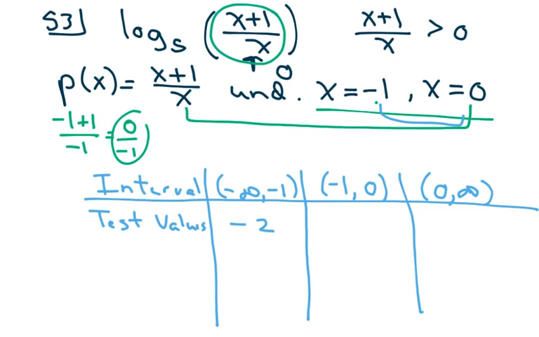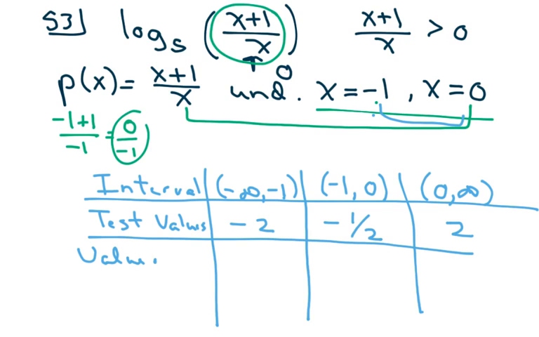I'll try negative 2 here. Don't want to try negative 1 because you know it can't equal 1. I'm going to try negative 1/2, I guess. And I'm going to try 2 here. You could try 1, but I'm going to try 2. And then I'm going to see what the value of p is. So the value of p is 1/2 here, negative 1 here, and at 2 it's going to be, actually I do want to test 1. Change my mind. We'll test 1, and I'm going to get 2 because I already wrote this stuff down.